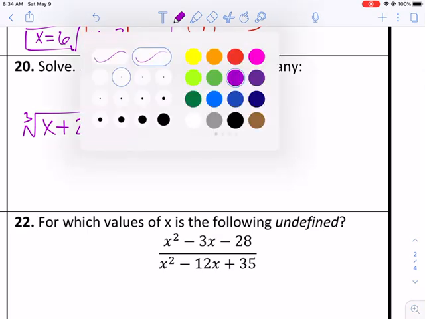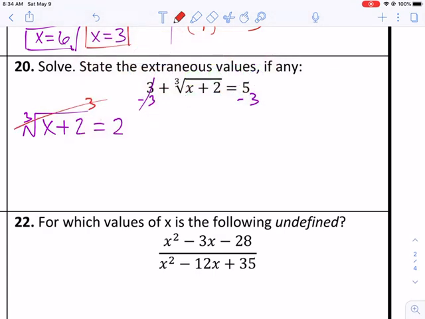In order to undo the third root, we need to put everything to the third power, just like a square root is undone with a square. So now we have x plus 2 is equal to 8, not 6. 2 to the third power is 2 times 2 times 2, which is 8. And then subtract 2, x is equal to 6 here. So now let's go ahead and plug that in, make sure that works.